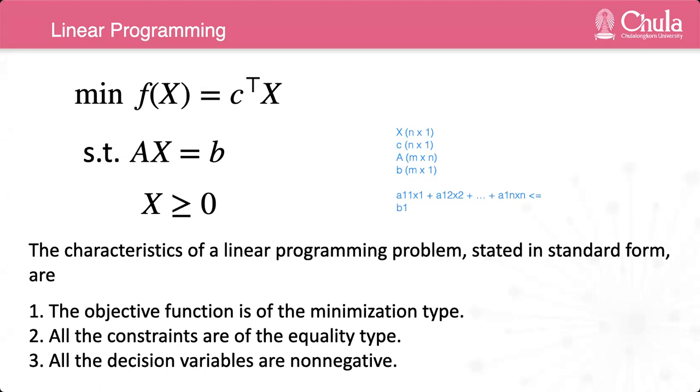For example, we have x1 to xn, right? All x1 to xn minus 1 have a restriction on the positive side, non-negative. However, for xn, it is relaxed, no restriction on the sign. We have to convert it to the restricted form. xn can be written as x prime n1 subtract x prime n2.